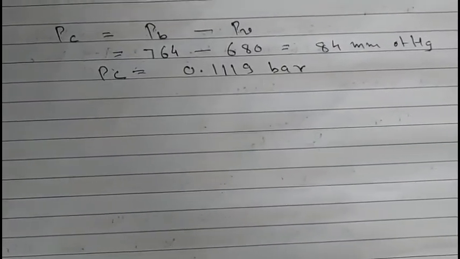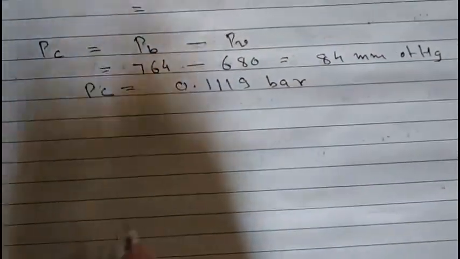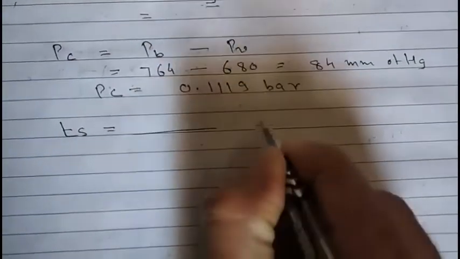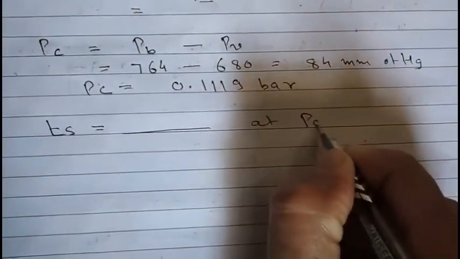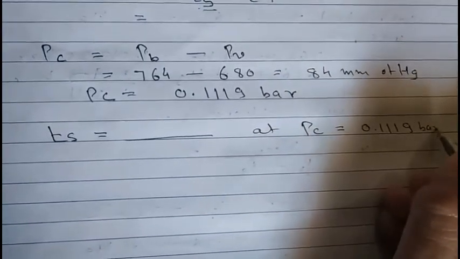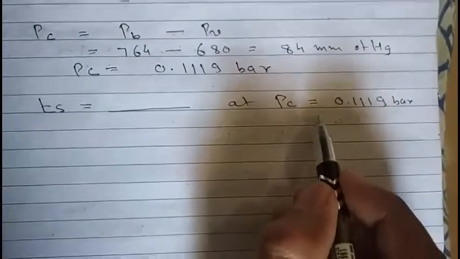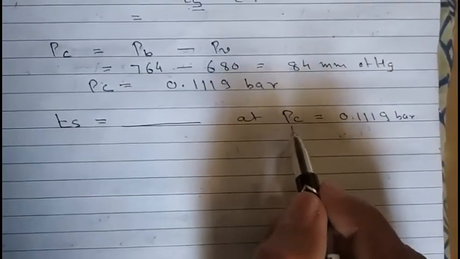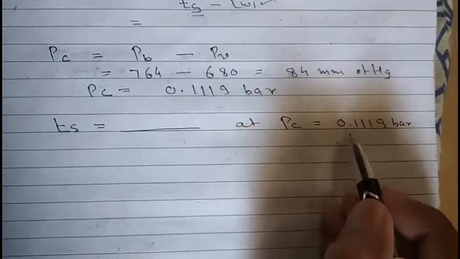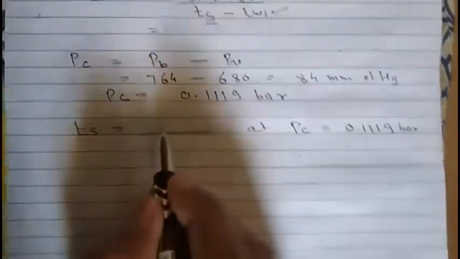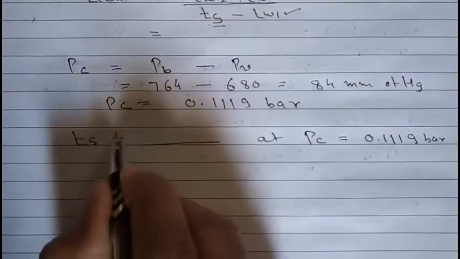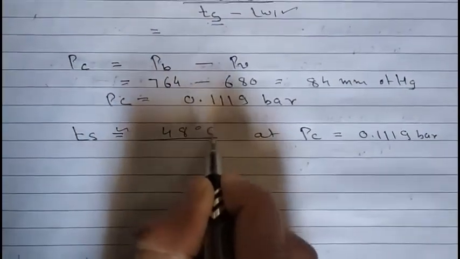Now we will calculate the saturation temperature corresponding to the absolute pressure inside the condenser, 0.1119 bar. We will do it with the help of the steam table. Go to the steam table. In the steam table, table number 2, see the pressure table, pressure 0.1119 bar, and from this the saturation temperature comes out approximately 48 degrees centigrade.